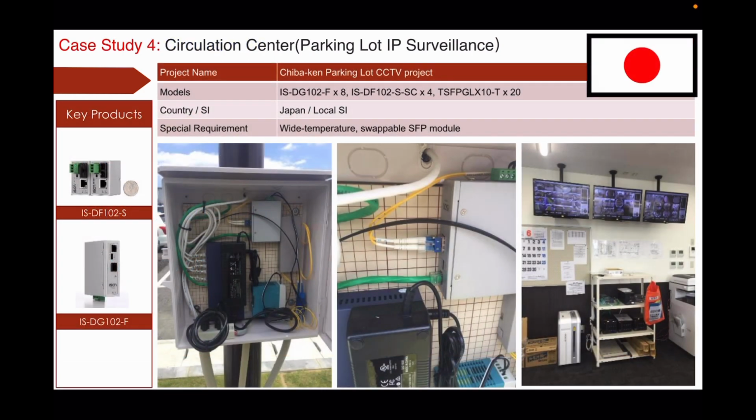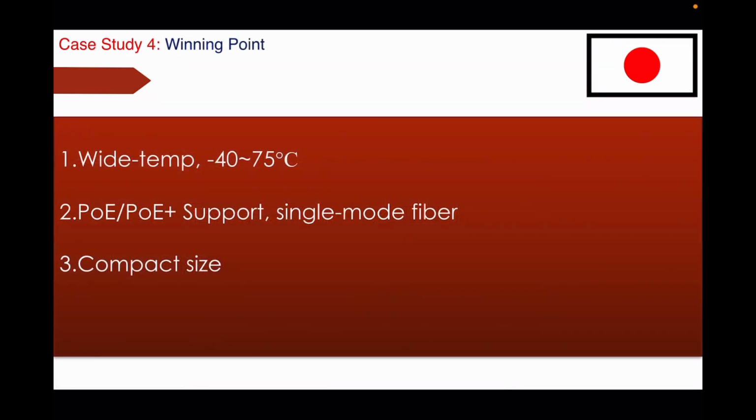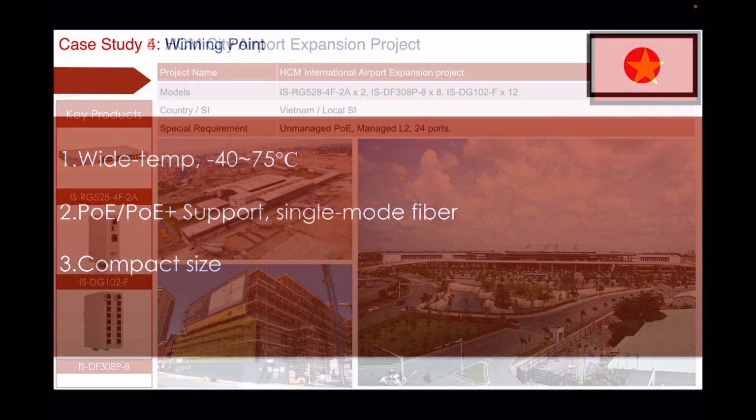Case Study 4, Circulation Center, Parking Lot IP Surveillance, in Japan. Special requirement: wide temperature, swappable SFP module. Key products: IS-DF10-2, IS-DG10-2-F. Winning points: wide temp, -40 to 75 degrees Celsius, PoE and PoE plus support, single mode fiber, compact size.